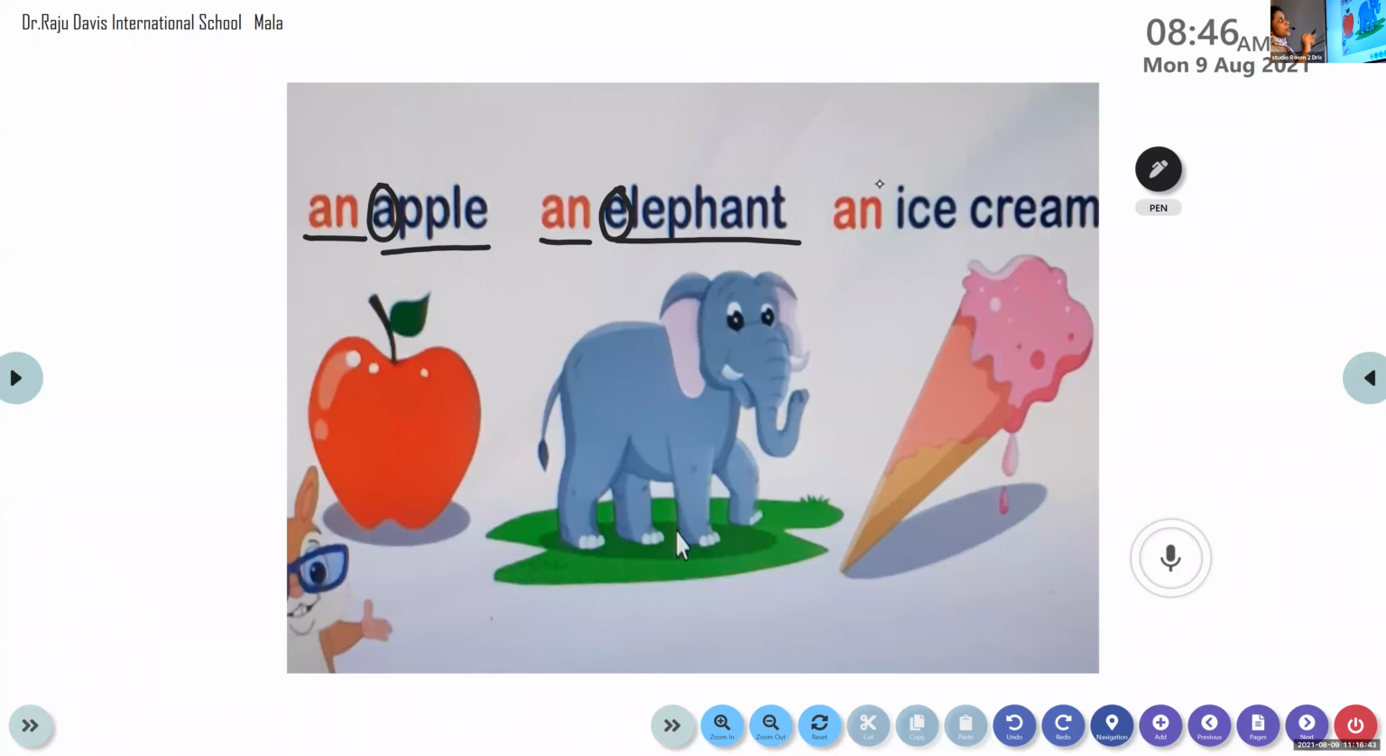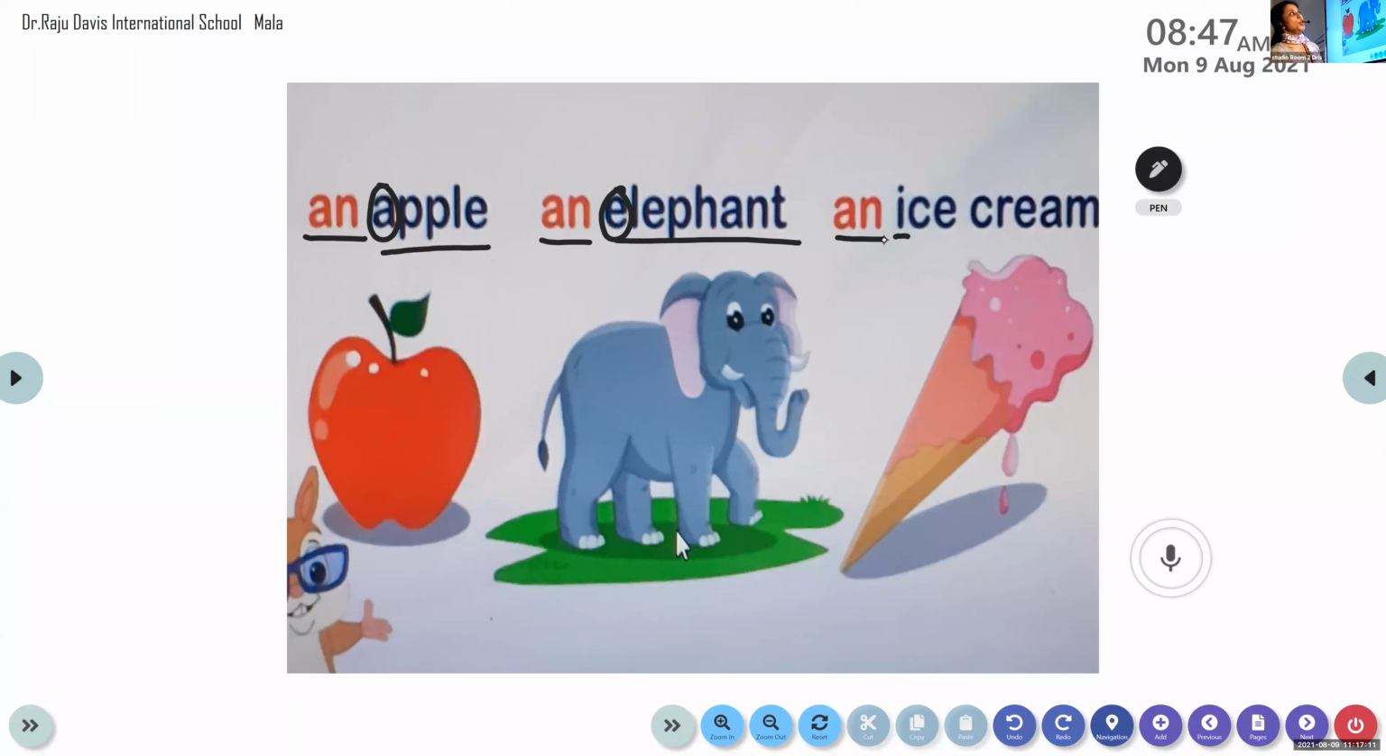Now, all of you, please listen here. It's an ice cream. Ice cream is a word that begins with the vowel letter I. So what do we have to do? We have to use the article "an" before the word. Is it clear to all of you? So when a word starts with a vowel letter, we have to use the article "an" before the word.